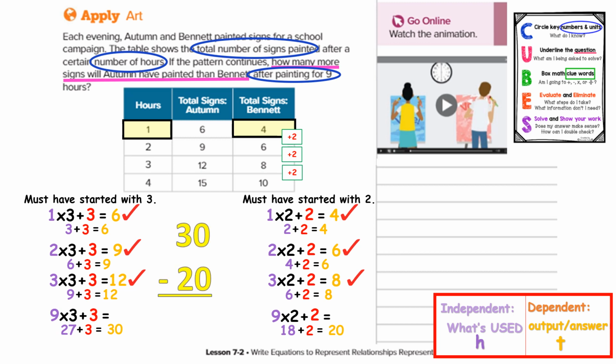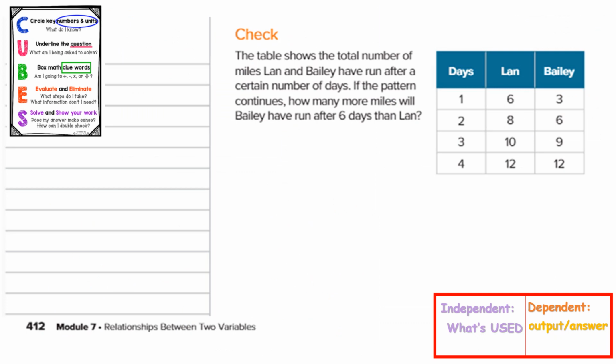To answer the question, how many more will Autumn have than Bennett? I have to take after 9 hours, her 30, subtract his 20, and I find out that she had 10 more signs at the end of the 9 hours. Hopefully that makes sense and that seems logical.